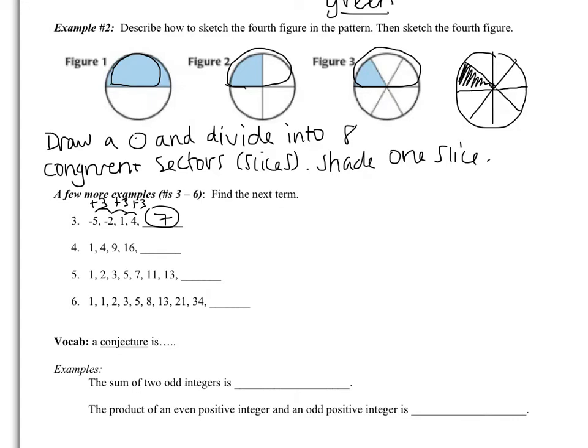Okay, so 1, 4, 9, 16. To get from 1 to 4, I add 3. Then I added 5. Then I added 7. Now if I add 9, I will get 25. The other pattern that you should have noticed is 1 is 1 squared, 4 is 2 squared, 9 is 3 squared, 16 is 4 squared, 25 then is 5 squared.